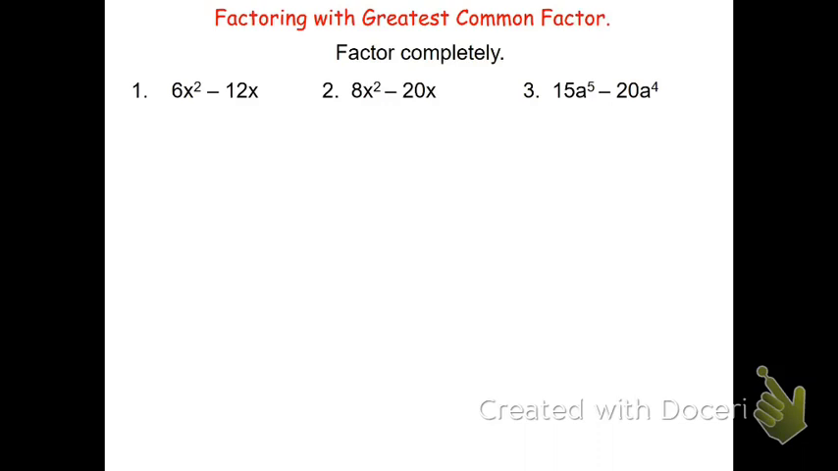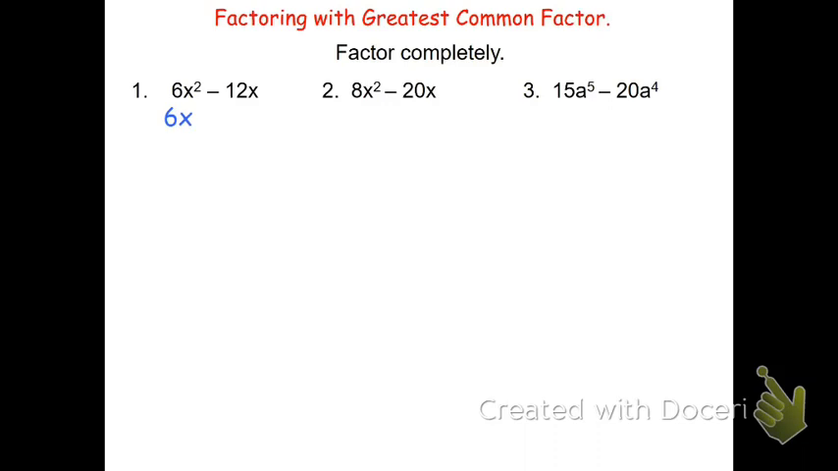Let's start by looking at the coefficients, the numbers in front. The biggest thing that will go into both 6 and 12 with division is 6. 6 divides into 6 once, and 6 divides into 12 twice. I notice that both of these also have x's. Let's look for which one has the smaller exponent. X to the first is smaller than x to the second, so I can take out the 6 and just an x. This means my greatest common factor is 6x.